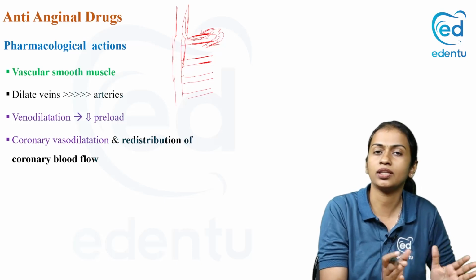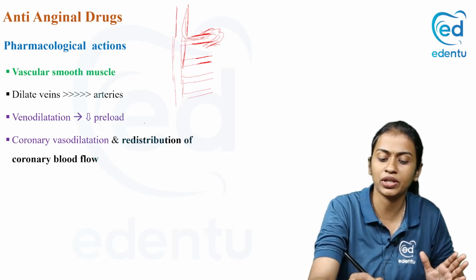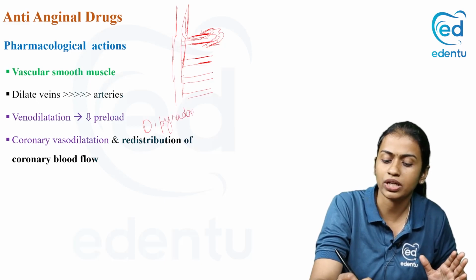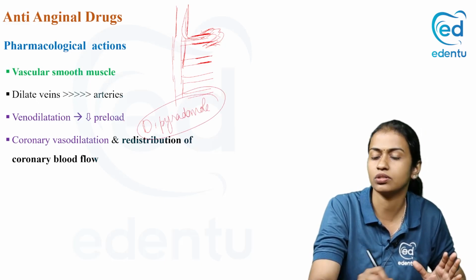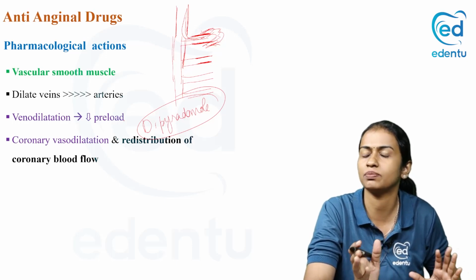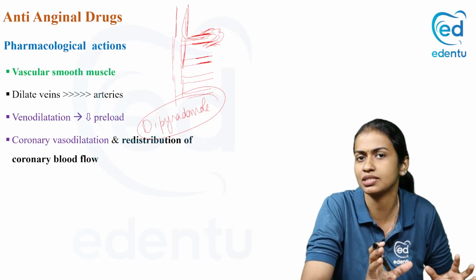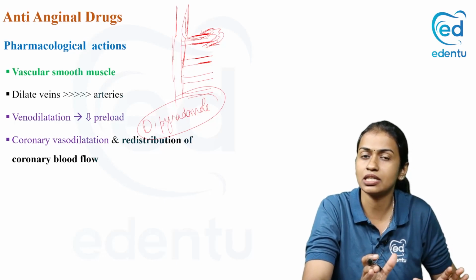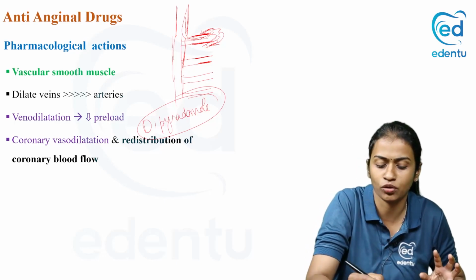But on the contrary, initially there was another drug called dipyridamole that was developed for angina, but it is not used nowadays for angina. We use it because of its antiplatelet action. We use it as an antithrombotic agent. Why it is not used for angina these days is because of this coronary steal phenomenon.